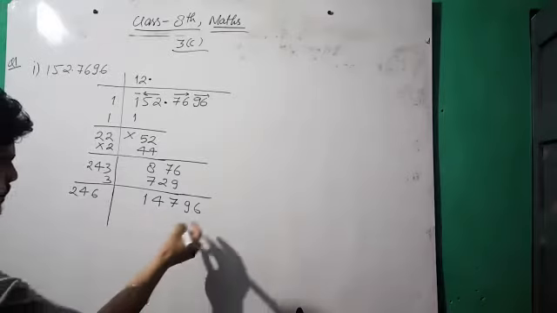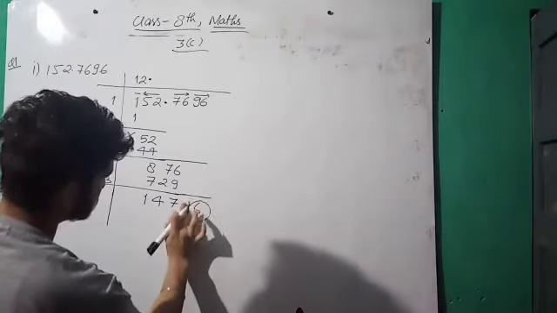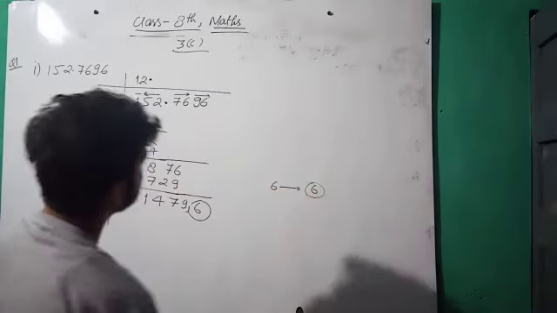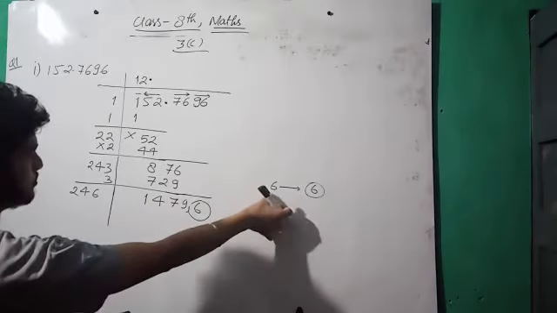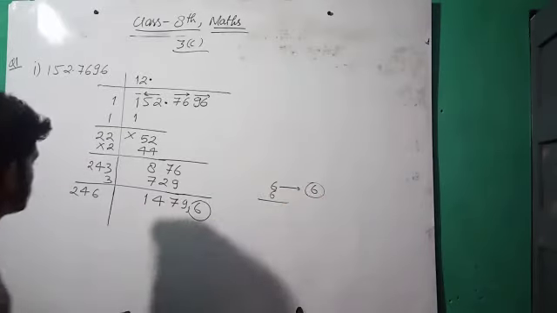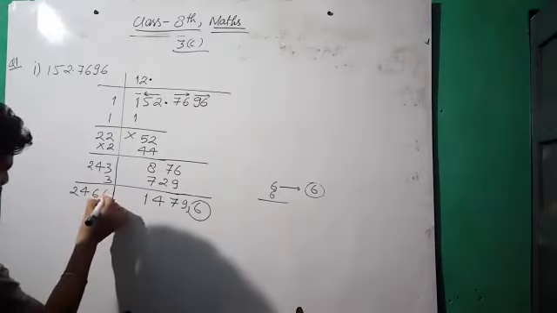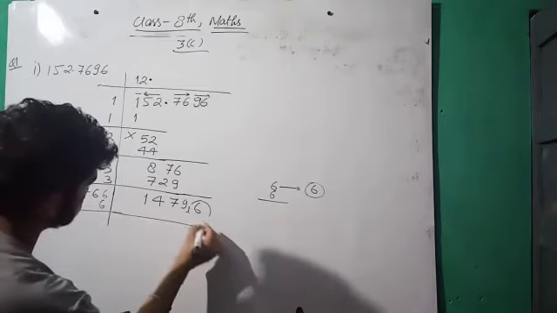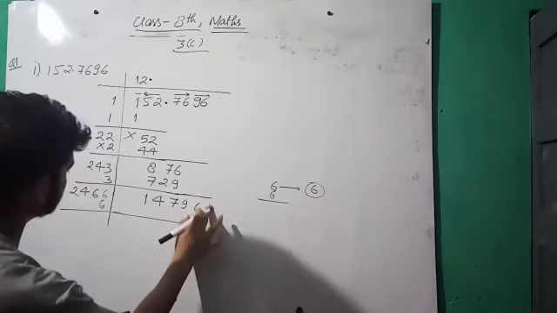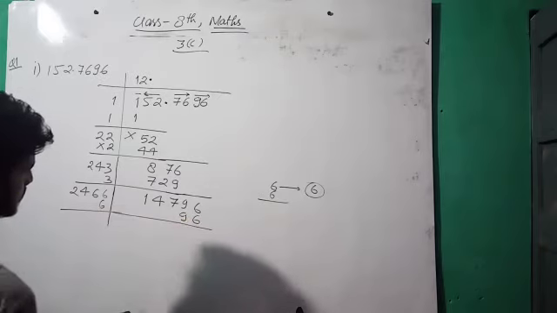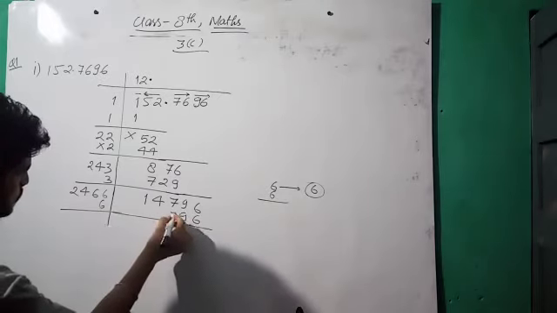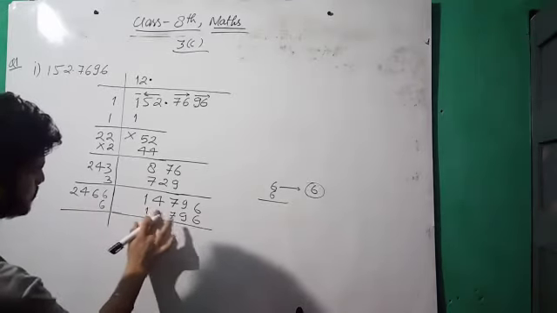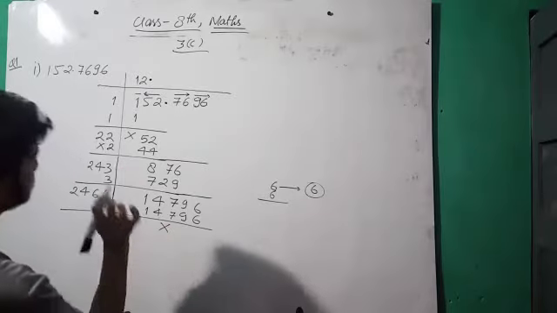Now we have to multiply. The last digit is 6, so we multiply 6 by 6 to find the number. 6 times 6 is 36. 6 times 6 is 36 plus 3 is 39, carry 3. 6 times 4 is 24, plus 3 is 27, then carry 2. 6 times 2 is 12, plus 2 is 14. So this is the complete solution.